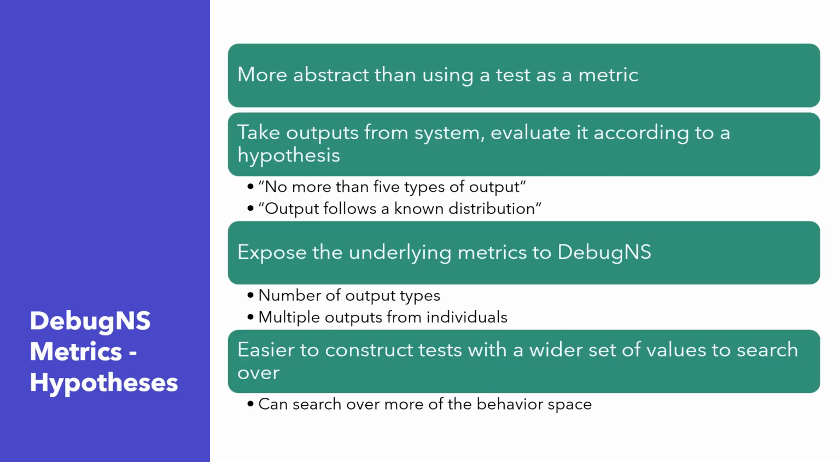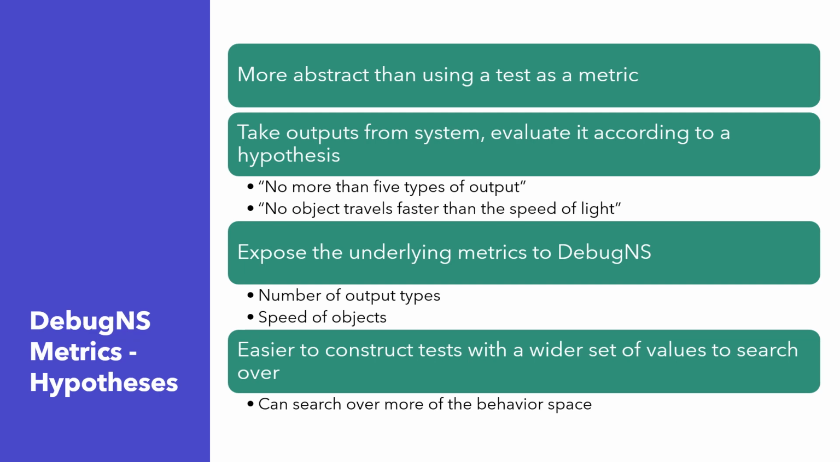It's also possible to use more abstract hypotheses for DebugNS metrics than are typically found in tests. This involves applying some processing to the output of individuals found using novelty search and comparing against some hypothesis. For example, the user might specify that individuals present no more than 5 types of output, but not know exactly what those types are, just how to identify them.